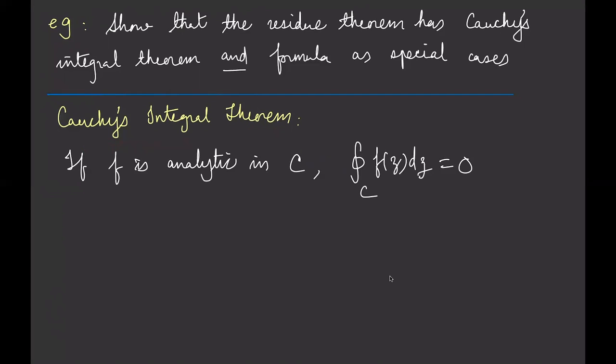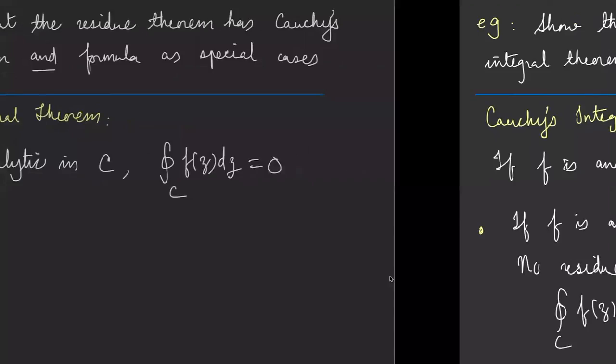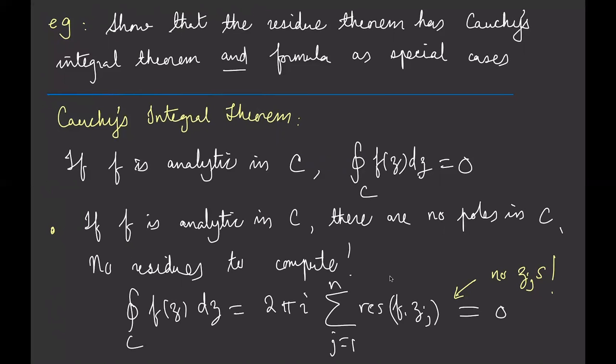Cauchy's integral theorem: if I have a function which is analytic inside a curve C, then the contour integral around C is equal to 0. So that's the integral theorem. It's as simple as that. So why is this a special case of the residue theorem? Well, if f is analytic inside C, there are no poles inside C.